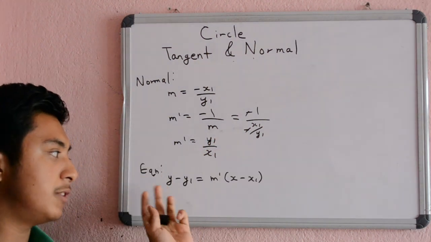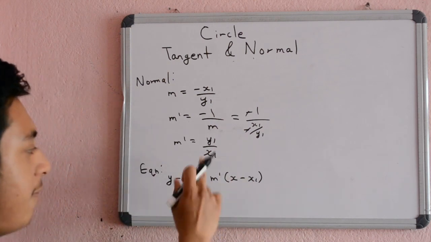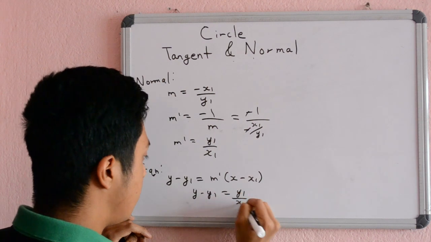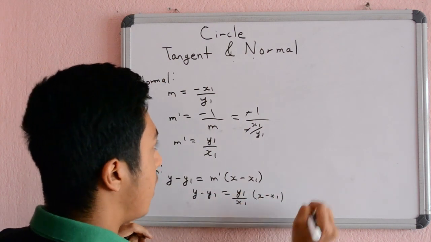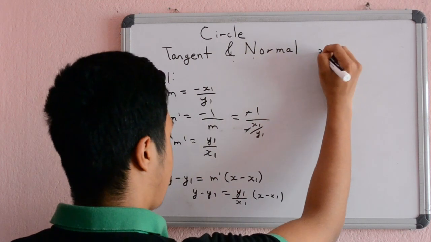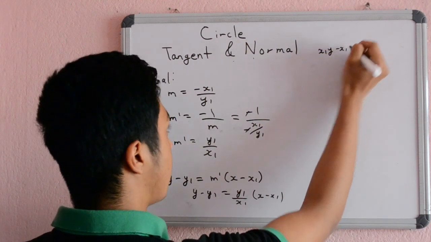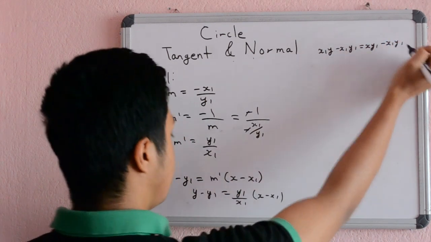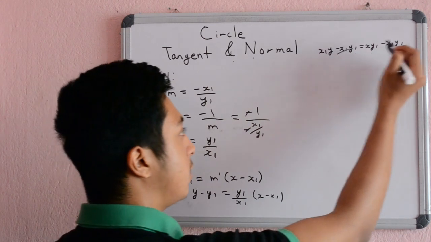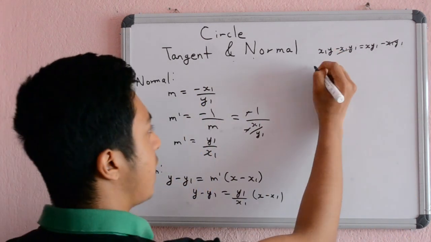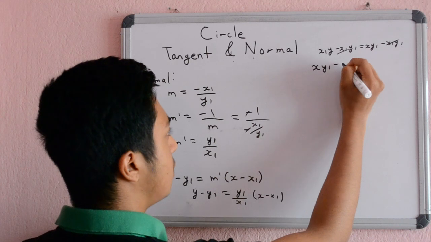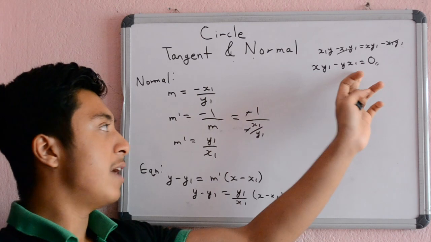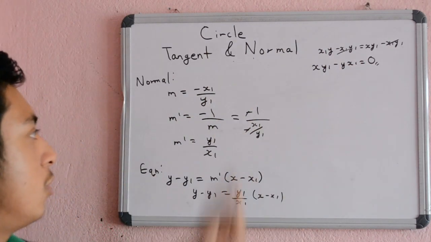Now again use the equation of straight line, and you'll have m prime over here, substitute that in, y1 by x1, x minus x1, and this will be x1y minus x1y1 is equal to xy1 minus x1y1, and these two are the same, just cancel them and move on to the right hand side. You'll have xy1 minus yx1 is equal to 0. So that is the equation of normal at a point x1, y1 on the circle.